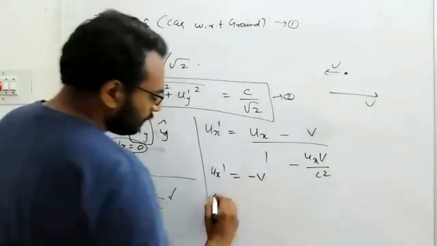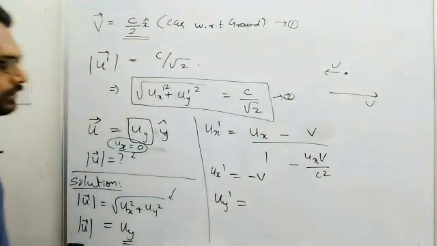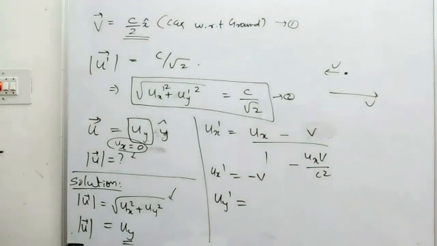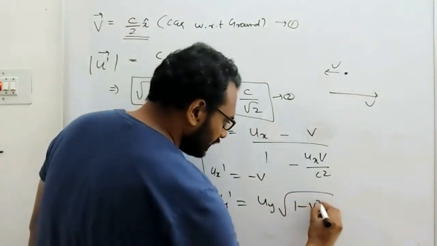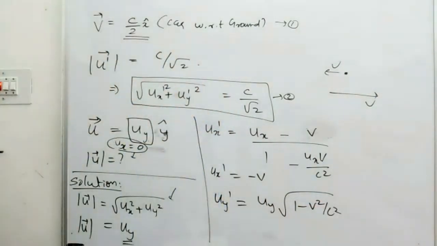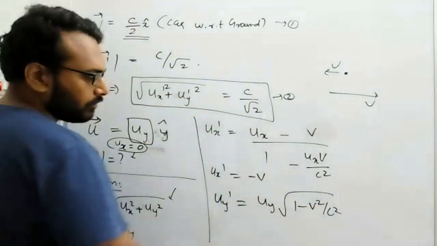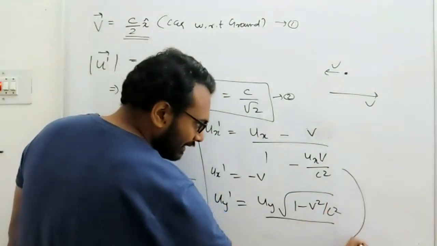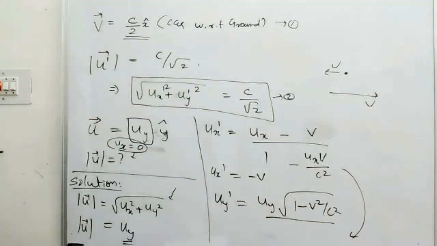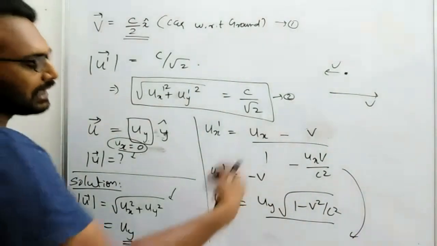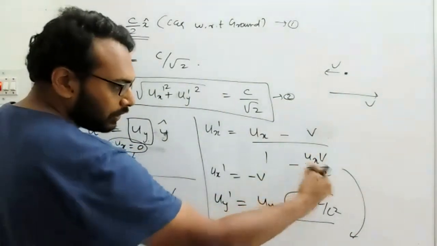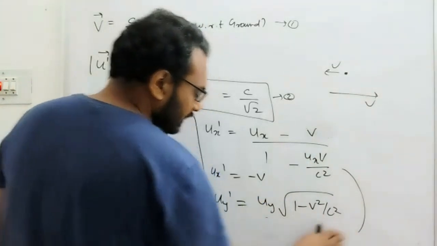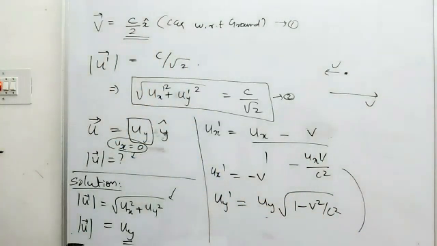All right, what's uy prime? Uy prime is equal to uy square root of 1 minus v square by c square, divided by exactly the same factor. Am I right? This is the transverse law for addition, the addition of transverse velocities. It's exactly the same factor here. Ux is 0, so this factor is just 1. So uy prime is equal to uy square root of 1 minus v square by c square.